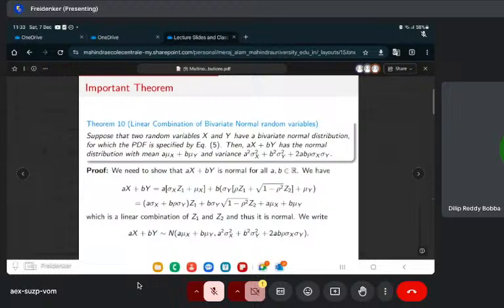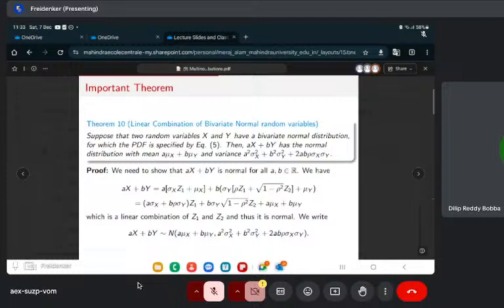Okay, now we are scaling them up and adding these two random variables. So there's this theorem. What is this saying? Ax plus by has the normal distribution with mean a mu x plus b mu y and variance a square.